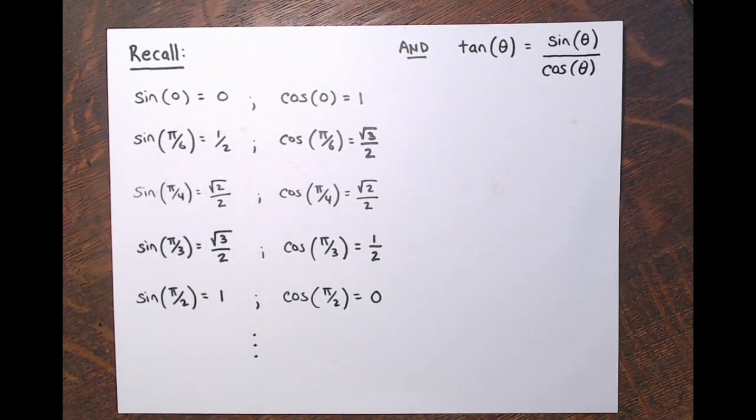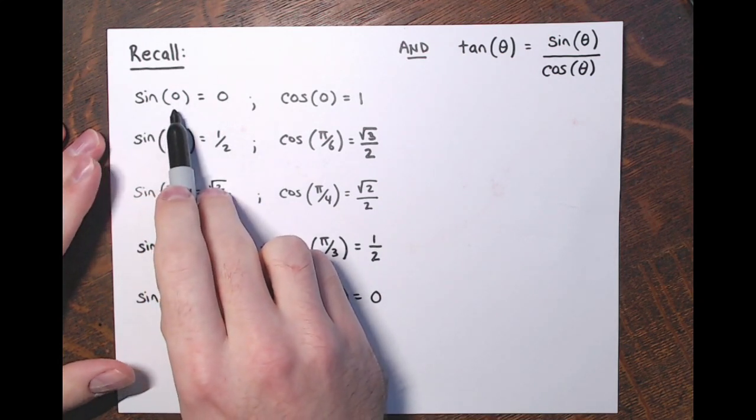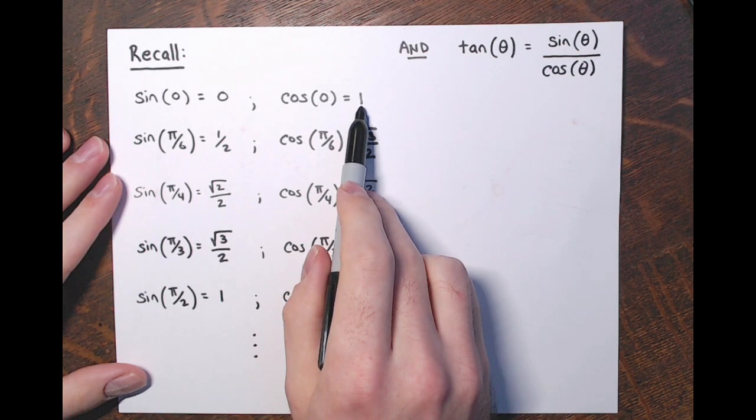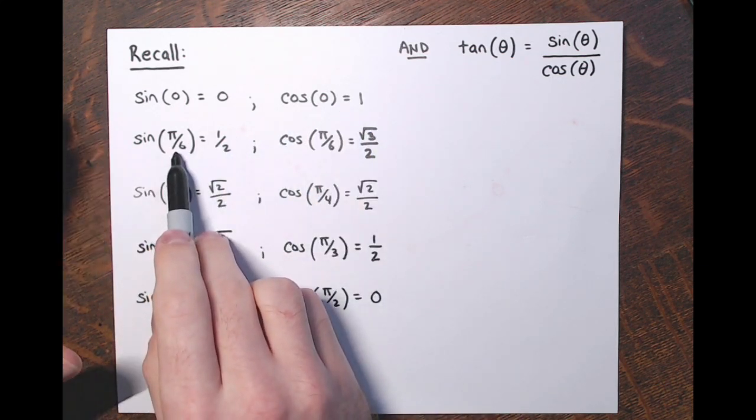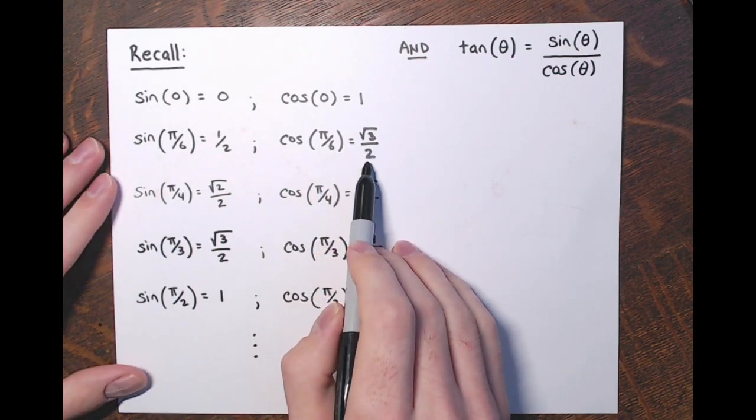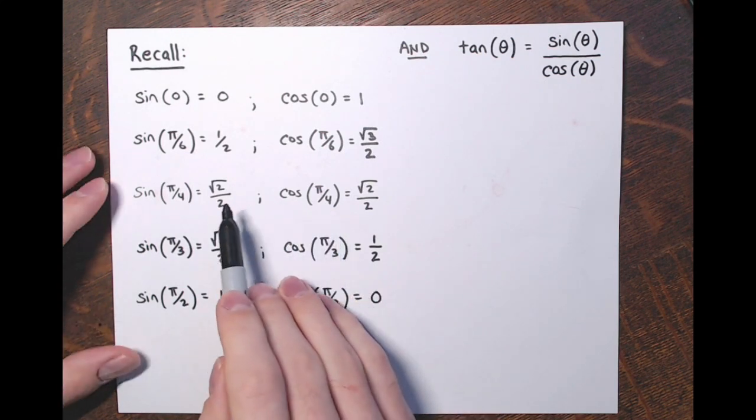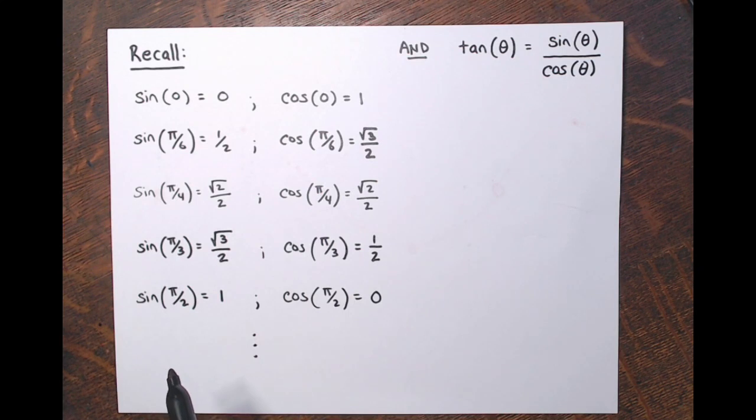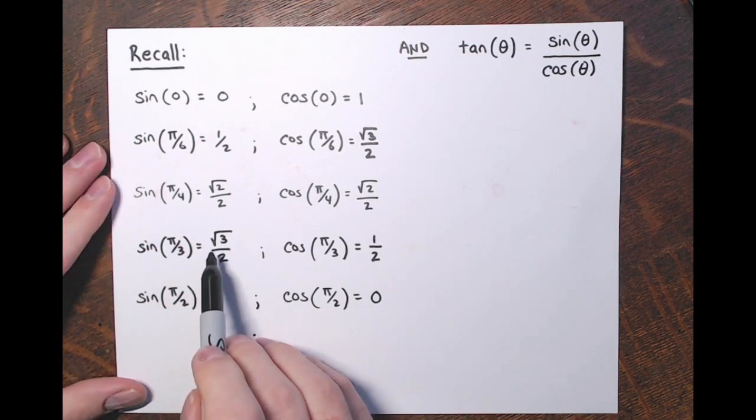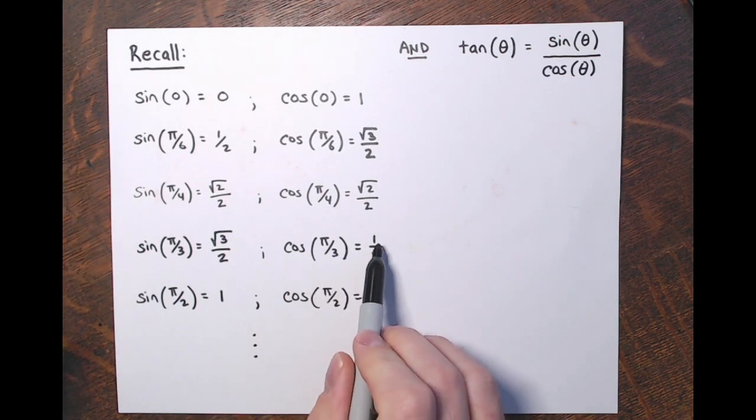Hopefully you remember these values for some special angles involving sine and cosine. The sine of 0 radians, or 0 degrees, was 0. The cosine of 0 radians, or 0 degrees, was 1. The sine of pi over 6 radians, or 30 degrees, was a half. The cosine of pi over 6 was the square root of 3 divided by 2. The sine and cosine of pi over 4 radians, or 45 degrees, were both half the square root of 2. The sine of pi over 3 radians, or 60 degrees, was half the square root of 3. The cosine of pi over 3 was a half.